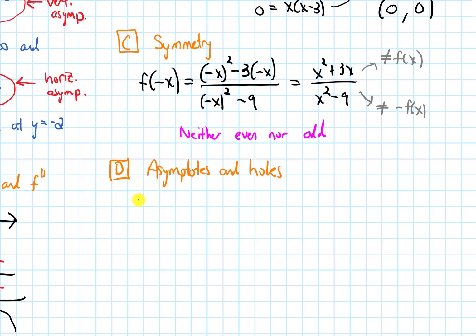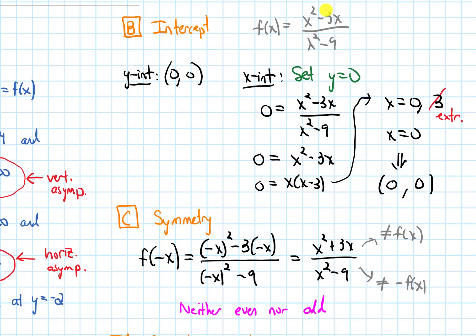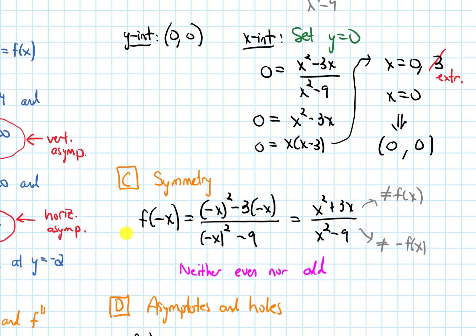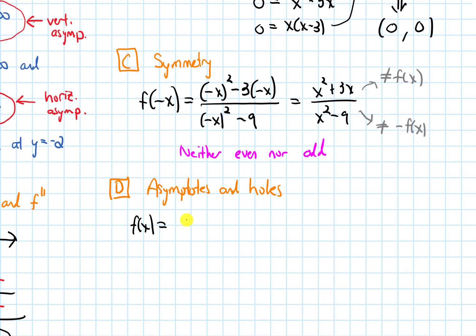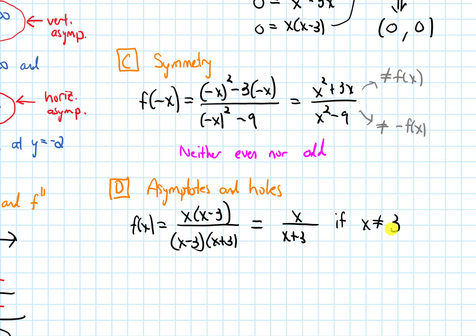So for asymptotes and holes, remember our function was this. It's helpful to factor that when getting the asymptotes and holes. The numerator will factor as x times x minus 3, and the denominator factors as x minus 3 times x plus 3. With this, the x minus 3's cancel, and I just get x over x plus 3. But when I cancel away something like that on the denominator, that's a domain restriction, and I have to make sure I include that. So this is true as long as x is not equal to 3.